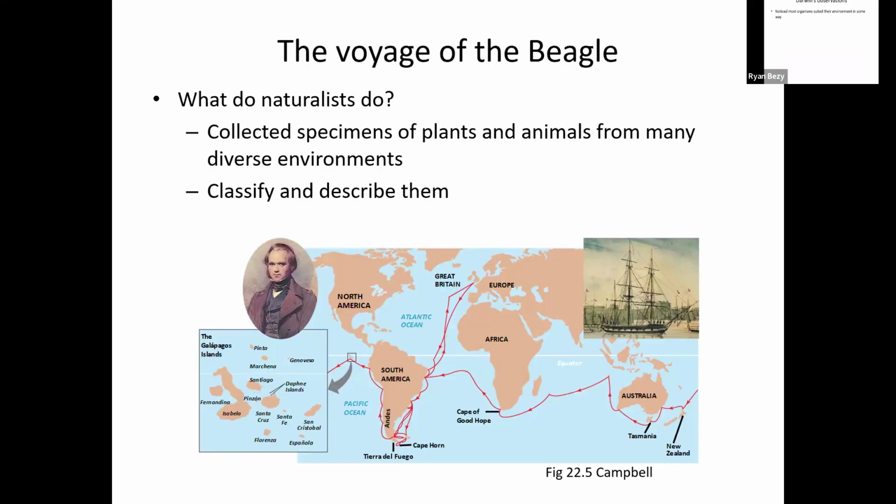While going on the Beagle, they sailed out of Great Britain. They went around South America, spending some time going around the southern parts of South America. They came back up the western coast of South America and hit the Galapagos Islands, which is one of the places where Darwin spent the most time collecting samples. He actually based a lot of his ideas about evolution on those specimens collected from the islands.